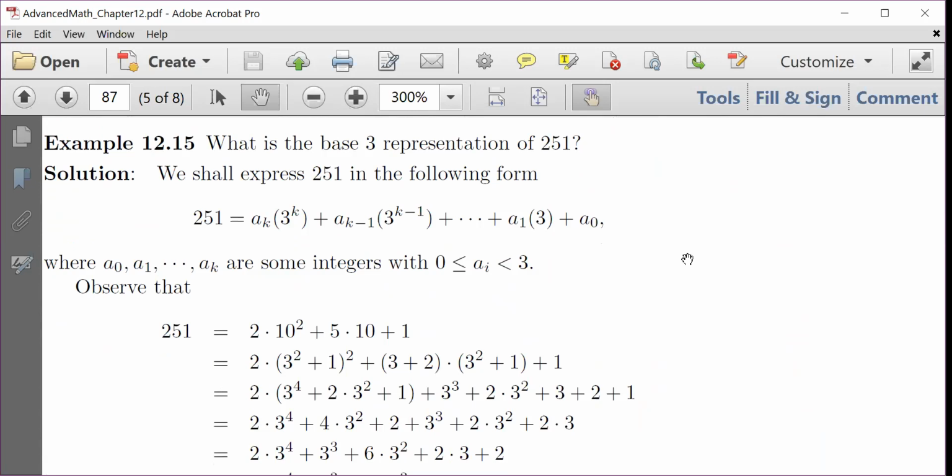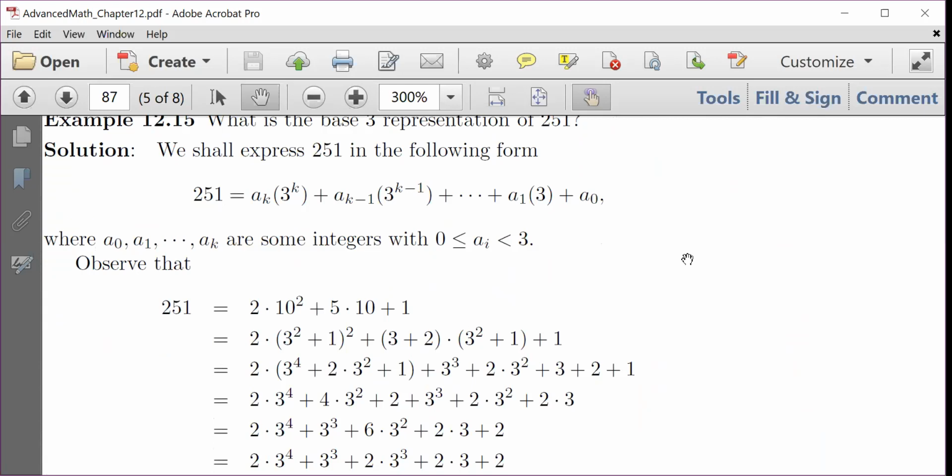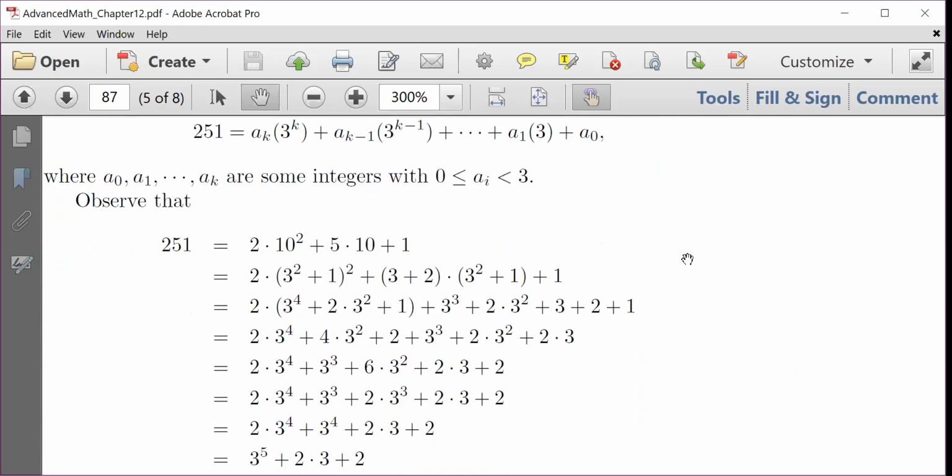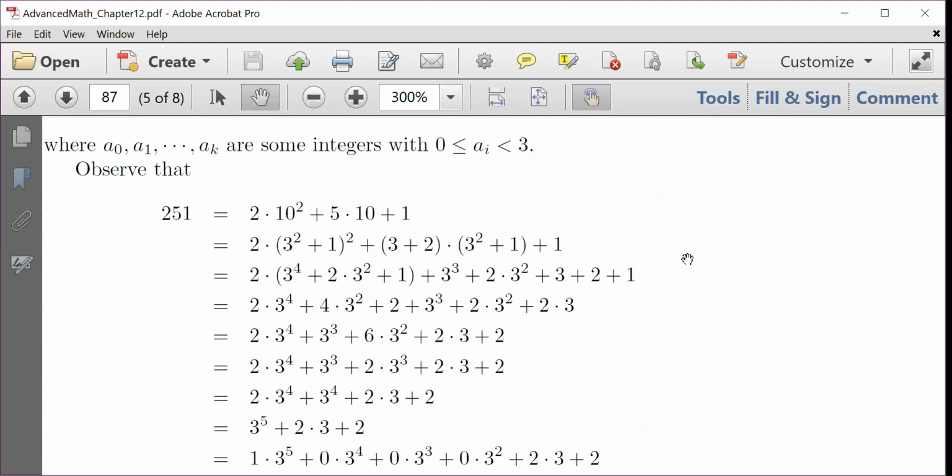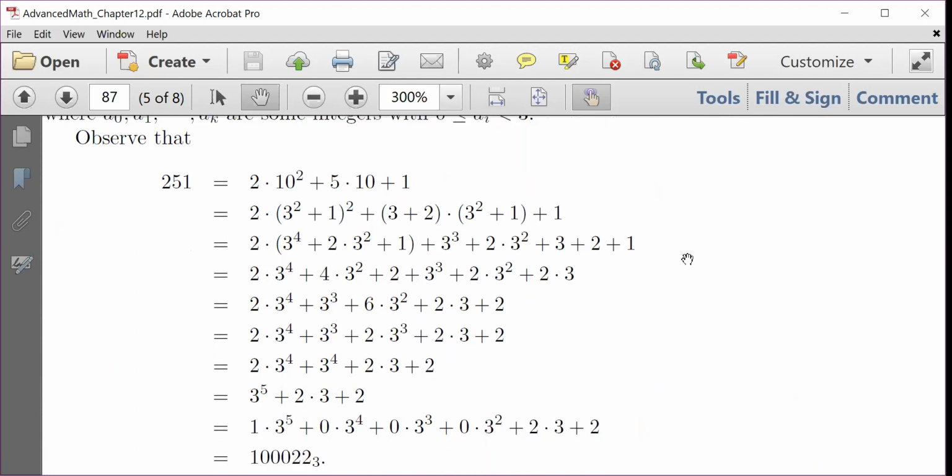I get 2 for the first part, 3 squared. Still bad, because 6 is going to be 2 times 3. So finally I got 3 to the 5th plus 2 times 3 plus something. So in the base 3 system, you will get this long number, 100223. Okay, that's the end of the problem.